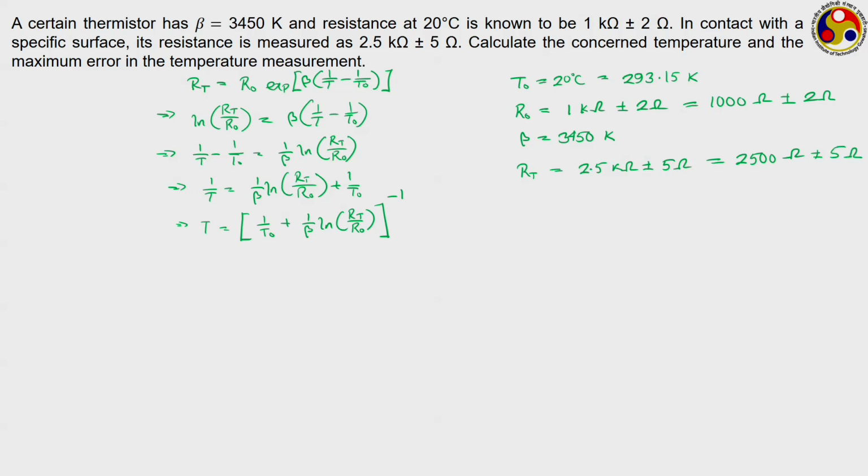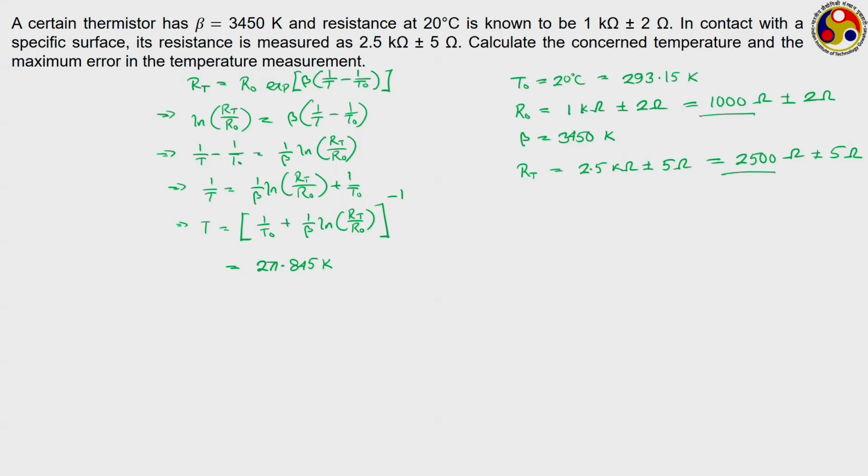To find the nominal value of the temperature, we have to put the nominal values here, that is R naught equal to 1000 ohm and RT equal to 2.5 kilo ohm or 2500 ohm in this particular relation, and if we put that, the value of the temperature is going to come as 271.845 Kelvin. Remember here T naught is used in Kelvin, beta is given, and for RT and R naught we have used their nominal values, RT 2500 and R naught 1000 ohm, because we have to calculate the nominal value of the temperature.